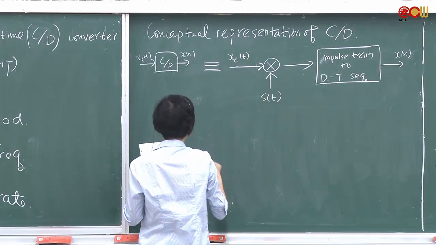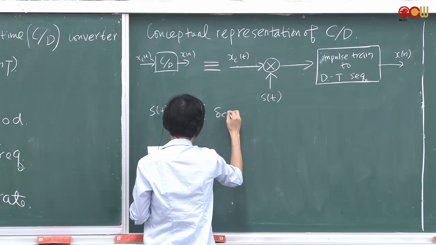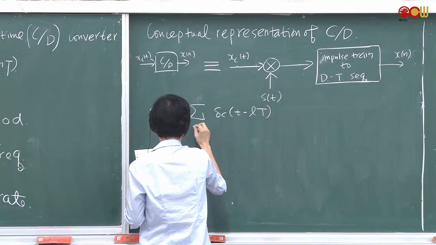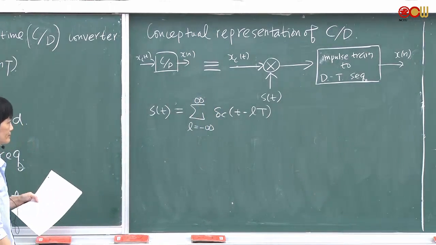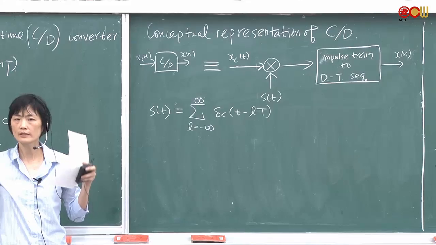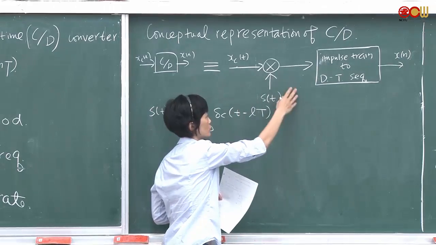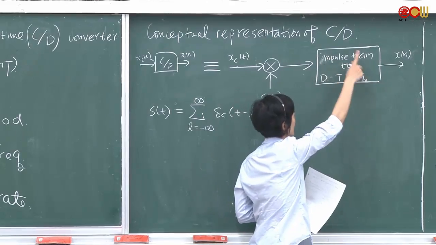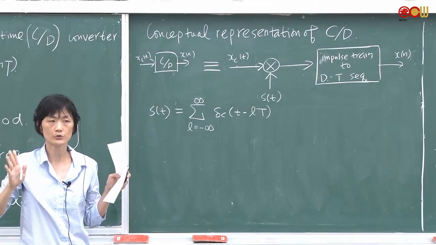And this s of t is given like so. It's an impulse train. The action of taking samples, we are going to look at it as if it's implemented in two blocks like this. First, it's multiplied with a signal called st, and then we have an impulse train to discrete time sequence. All right, let's explain each one separately.